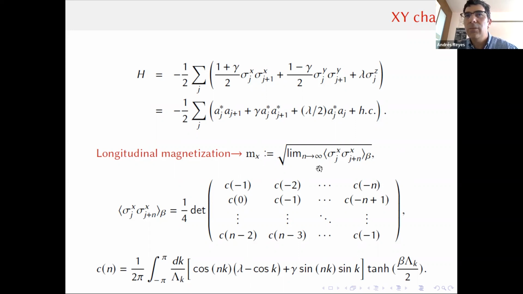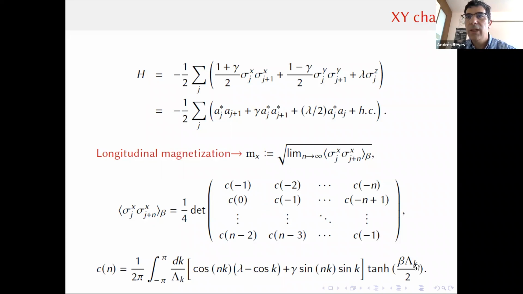So in order to define it properly, one has to proceed in this way. You compute this correlation function, let n go to infinity, and then take the square root. And this is how this magnetization is defined. The computation boils down to the computation of this determinant in the limit when n goes to infinity. And the coefficients of the matrix are given by this expression.